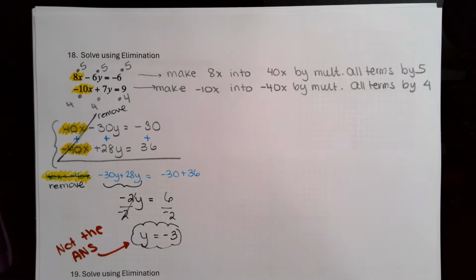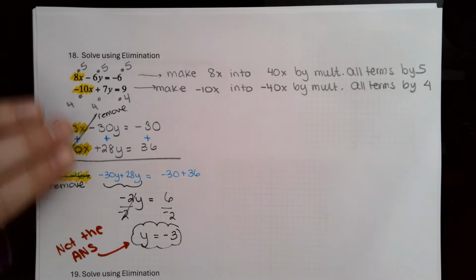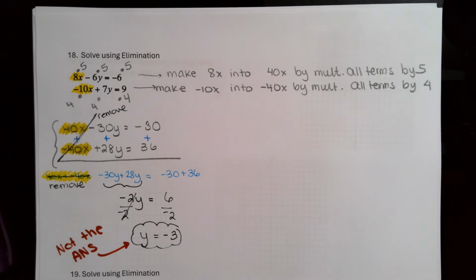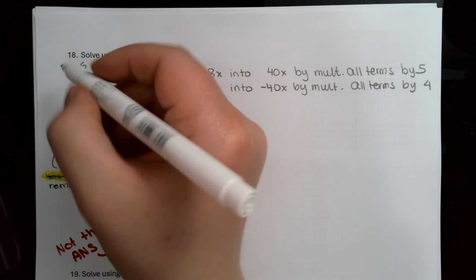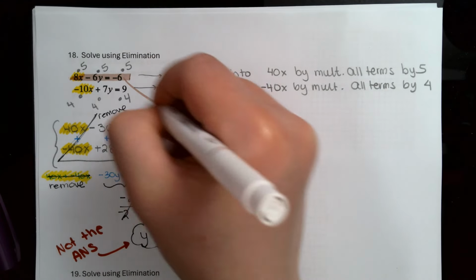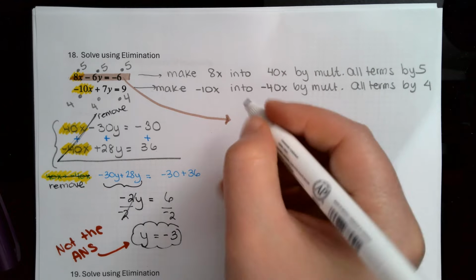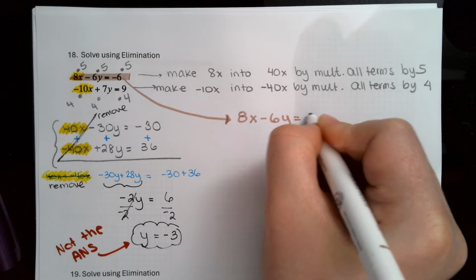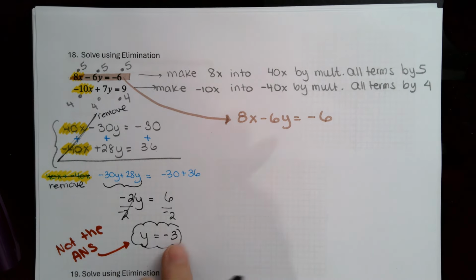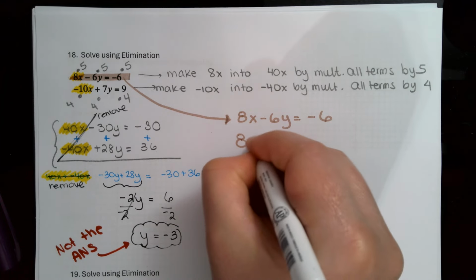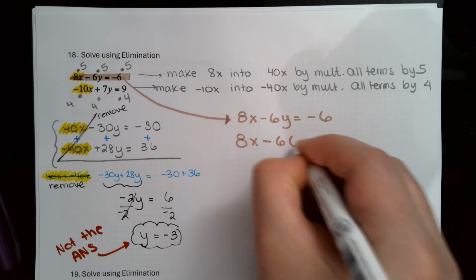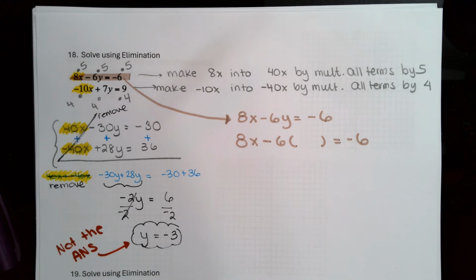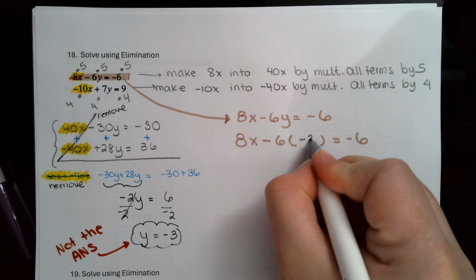To continue, you either are going to choose one of your originals or one of the ones that you've created. I usually don't think too much about it, and I almost always select just the top one. So I'm going to choose this one here just because I can. Here's 8x minus 6y is equal to negative 6. Because we solved for y, I'm going to open up for y here, and I'm going to input our y value of negative 3.